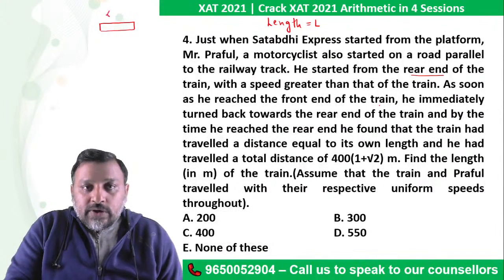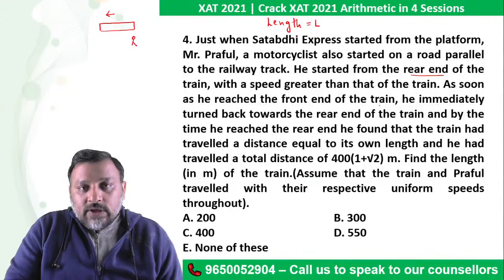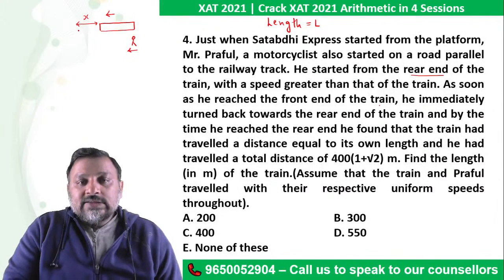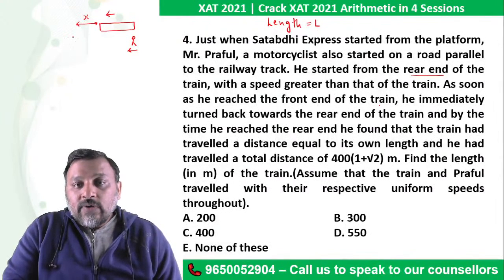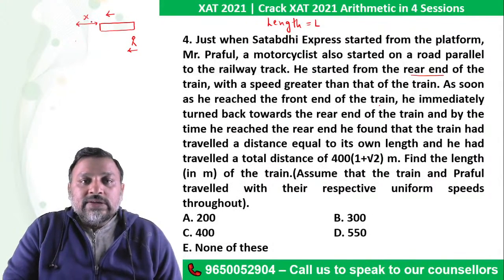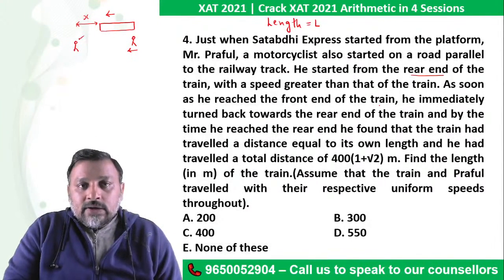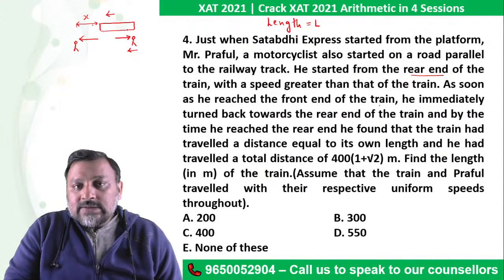Okay, train is going in this direction. Praful started from the rear end. Okay, so if I say train has covered x distance till the time Praful has reached the front end of the train. So can we say if train has covered x and Praful is also at this point, the front end, Praful has covered this much distance, which is x plus length of the train. So it is x plus L.